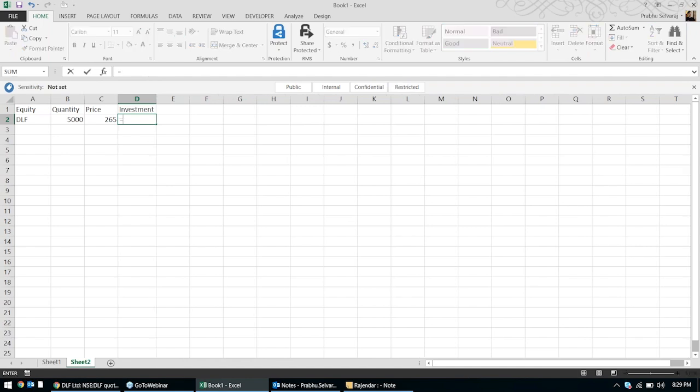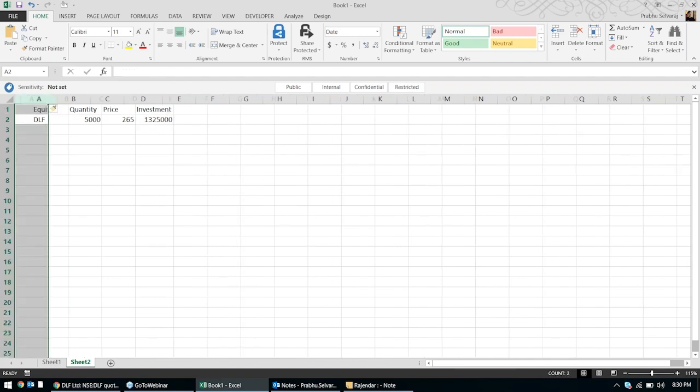Investment required to buy 5,000 shares of this lot is 13,25,000 rupees. You are required to invest that much to buy 5,000 shares of DLF. I hope it is clear. There's no confusion. Okay, next.